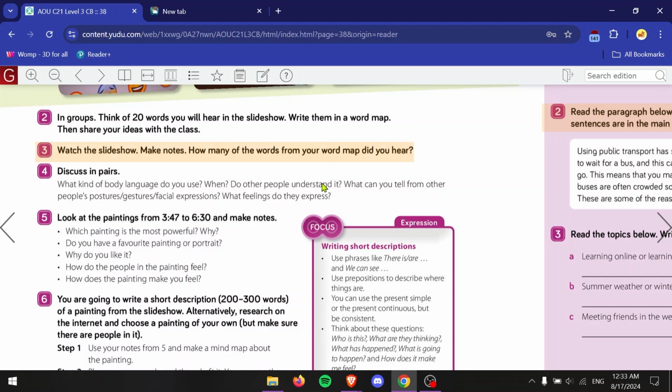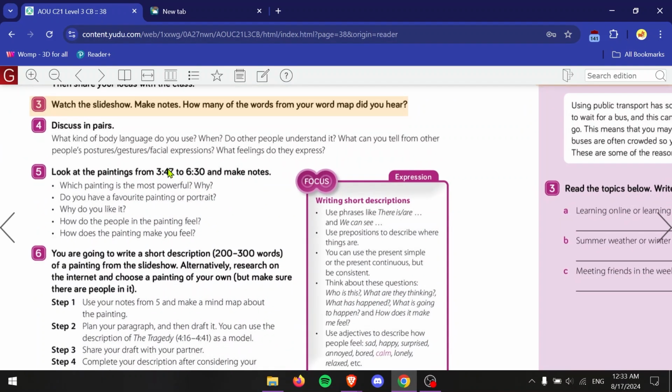So these were mine. Yours could be similar. They could not, or they could be different. That's completely fine too. Look at the paintings from 347 to 630 and make notes. Which painting is the most powerful? Why? Do you have a favorite painting or portrait? Why do you like it? How do the people in the painting feel? And how does the painting make you feel?